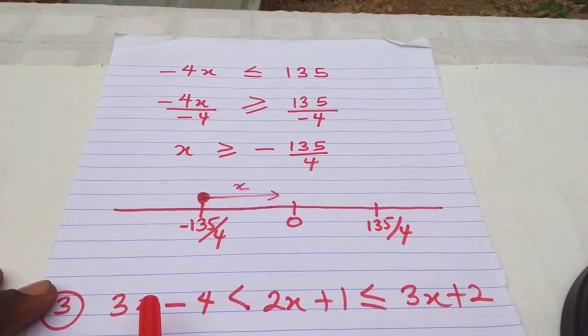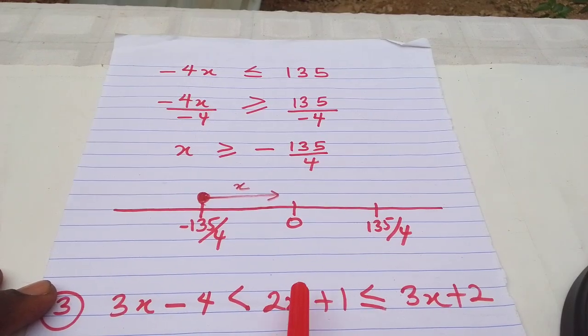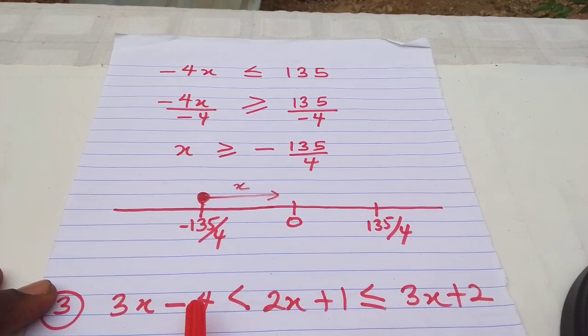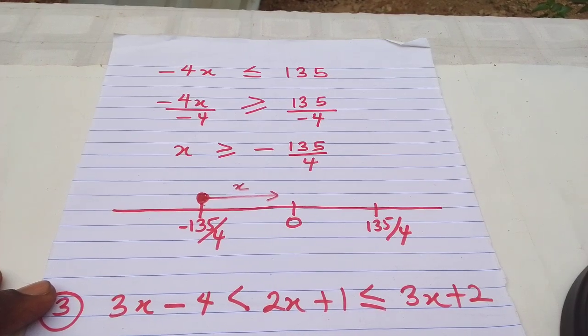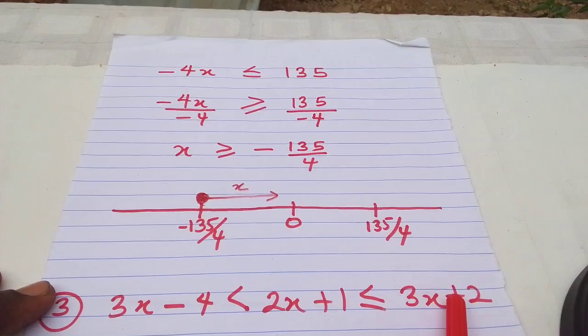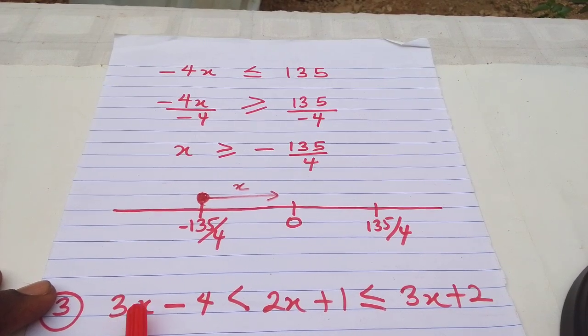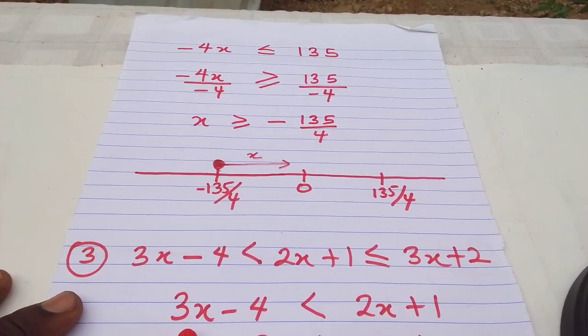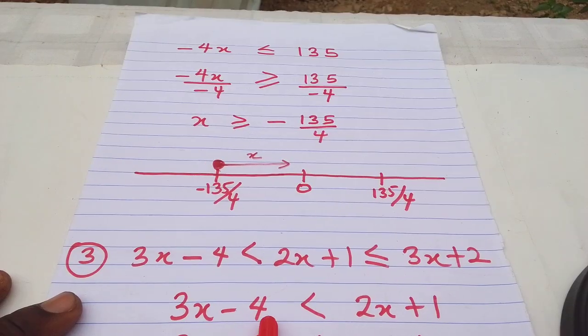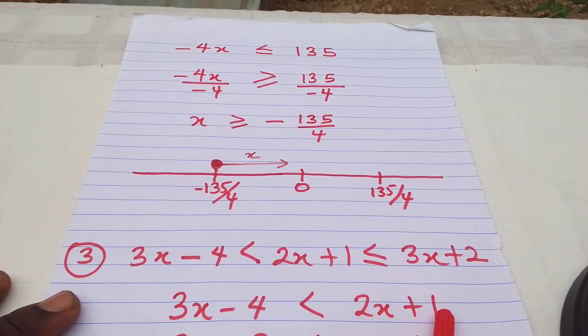Let's do it this way. You pair this and this one. First of all, pair, because you can only solve two at a time. Pair this and this. After solving, then you pair this and this also. So you are going to pair 3x minus 4 less than 2x plus 1. So there it is: 3x minus 4 is less than 2x plus 1.